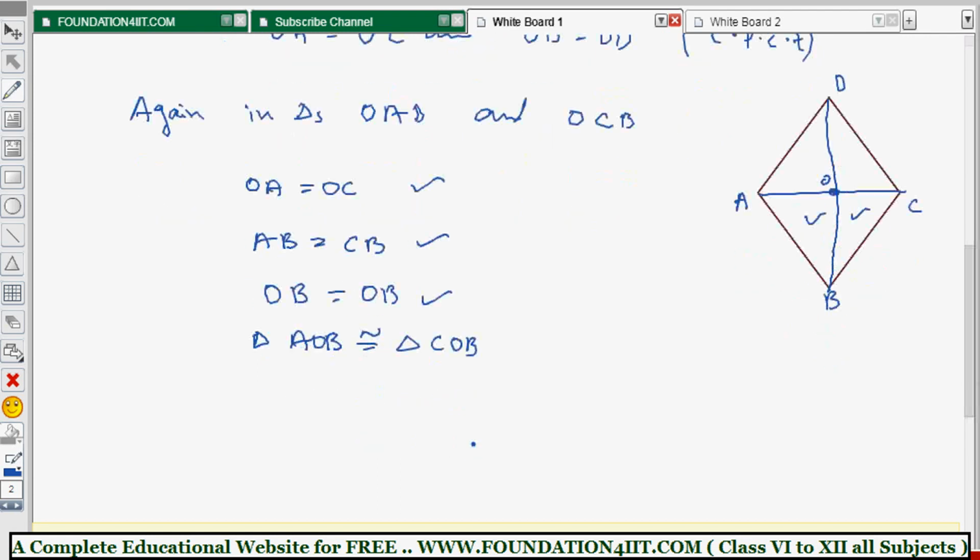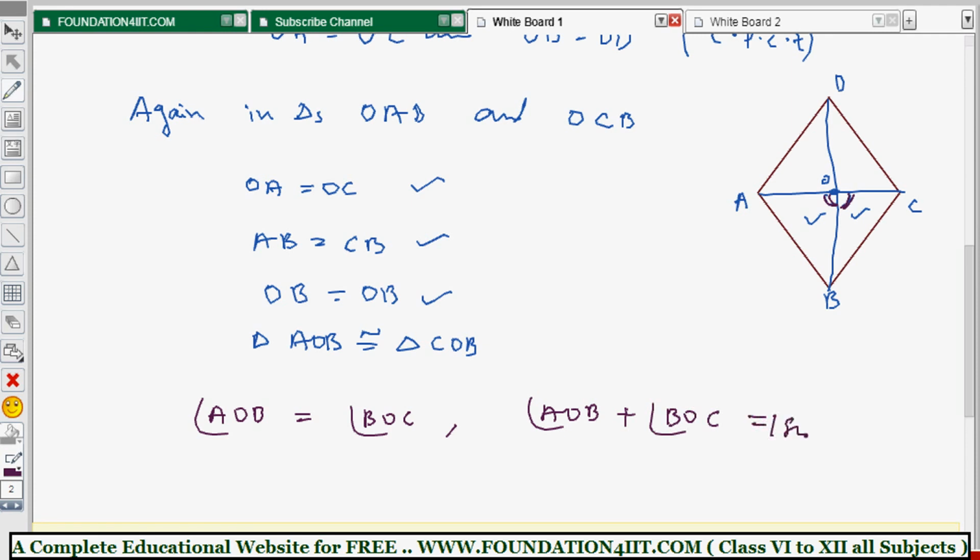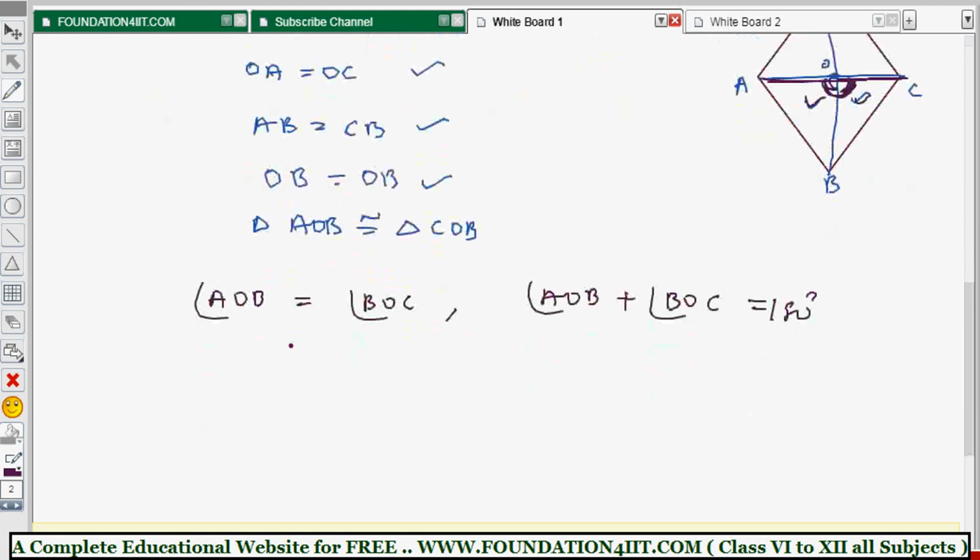Once these two triangles are congruent, then these two angles are equal. That is AOB is equal to BOC. But we know that AOB plus BOC is equal to 180 degrees because of the straight line. So the angle of a straight line is 180 degrees. So this is completely 180. Now individually the same, so indirectly each and every angle is 90 degrees.